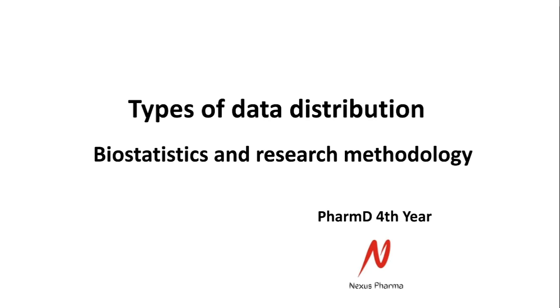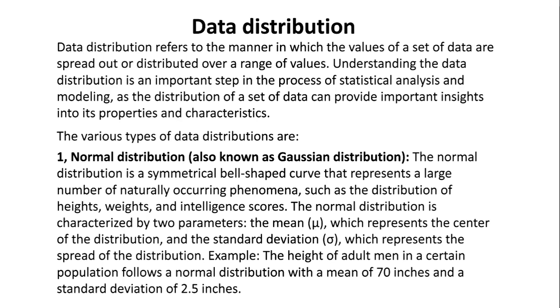Hey. The topic I am going to discuss is types of data distribution. Data distribution refers to the manner in which the values of a set of data are spread out or distributed over a range of values.